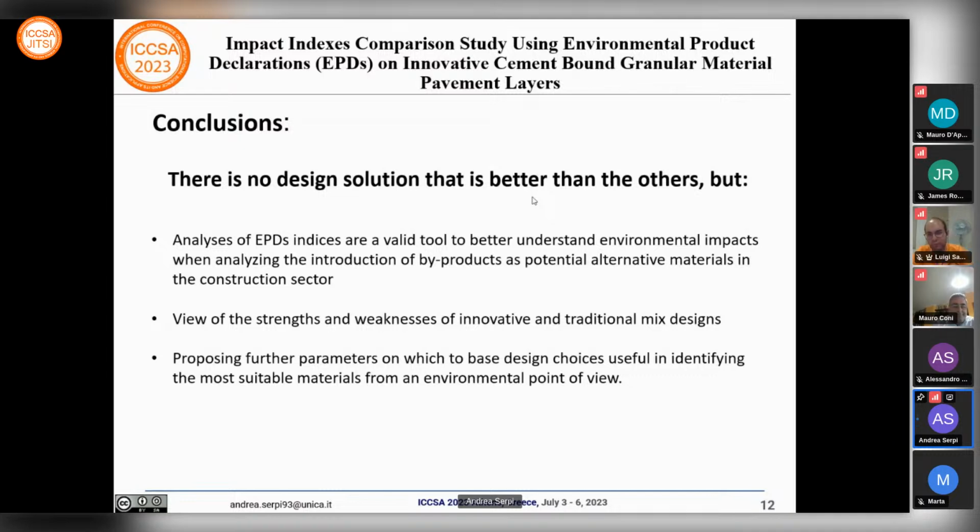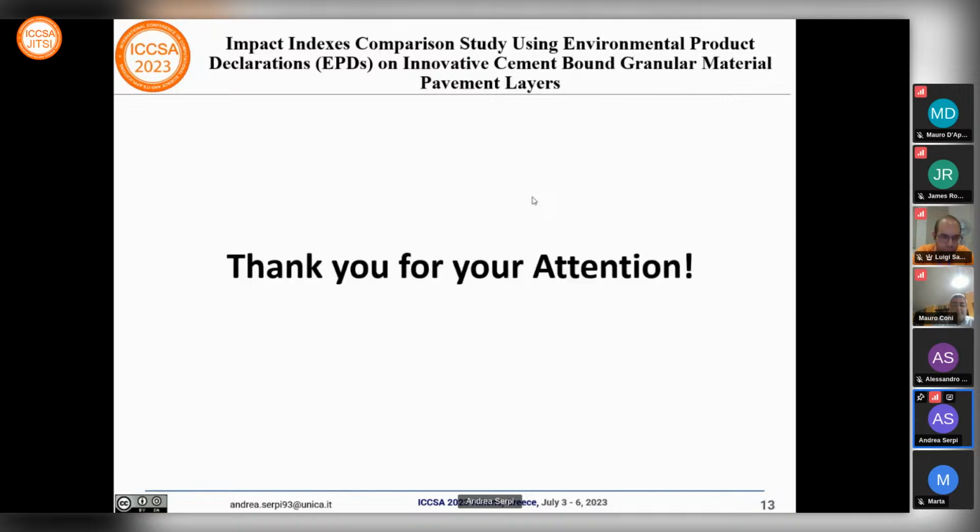And then view of the strengths and weaknesses of innovative and traditional mixed designs, and finally proposing further parameters on which to base design choice, used for identifying the most suitable materials from an environmental point of view. Thanks for your attention.